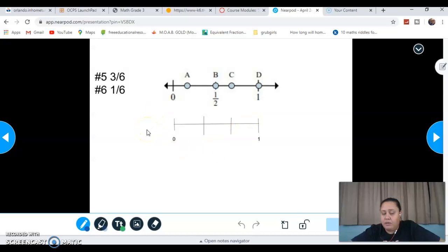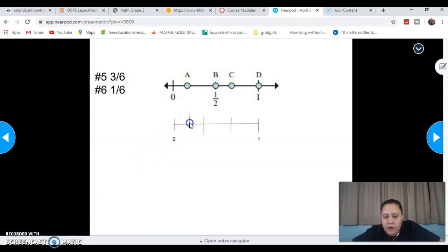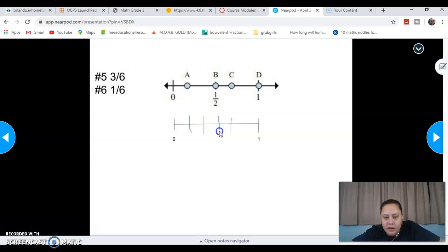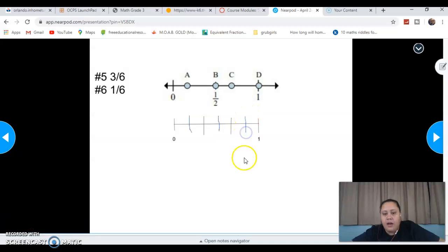Now, you're saying, well, they're not asking for thirds, Miss San Juan, they're asking for sixths. Correct. But if I cut each of these parts in half, then I no longer have 3 parts, I have 6 parts. And I'm going to do that right here. If I cut this one right here, and I cut this one here. And then I cut this one here.